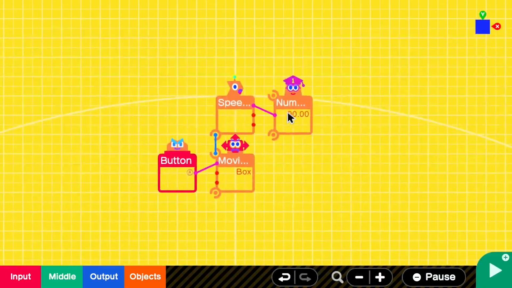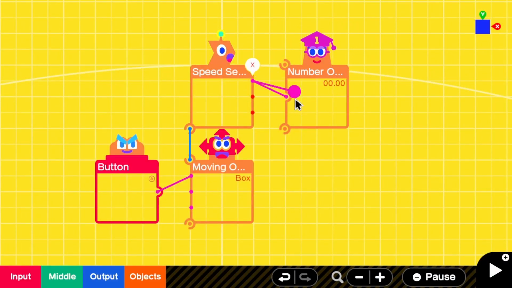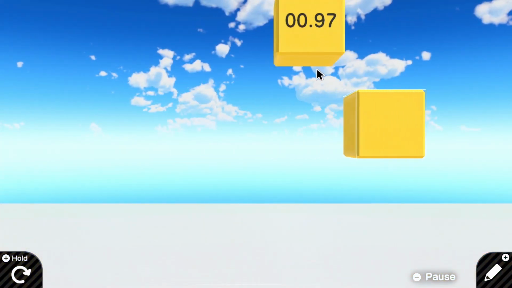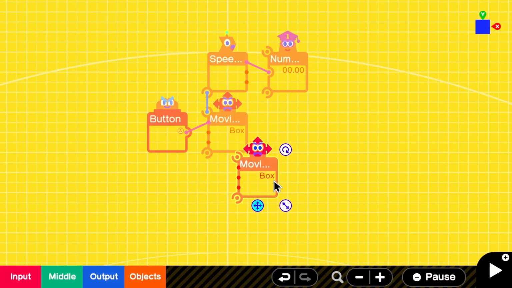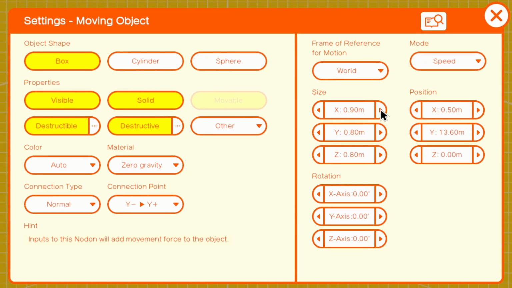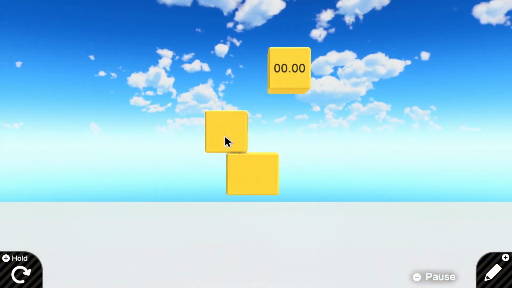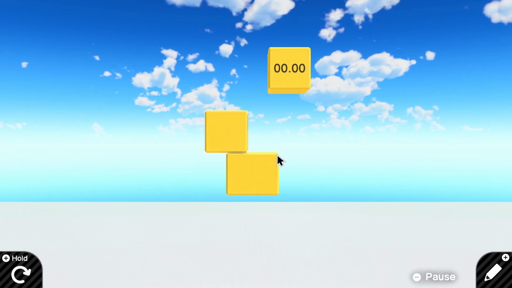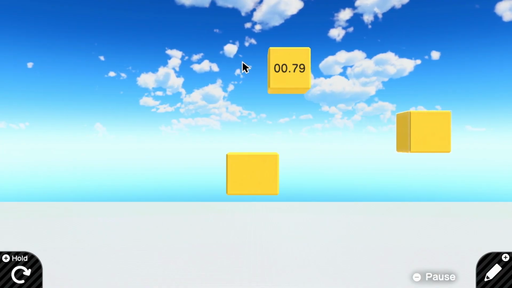One thing before everything: the speed sensor outputs its values in meters per second. So basically, if it says 1 here, that means after 1 second, the object will move by exactly 1 meter. So here, for example, if I press the button, this object should move from here to here within 1 second exactly. That's how speed sensors work.